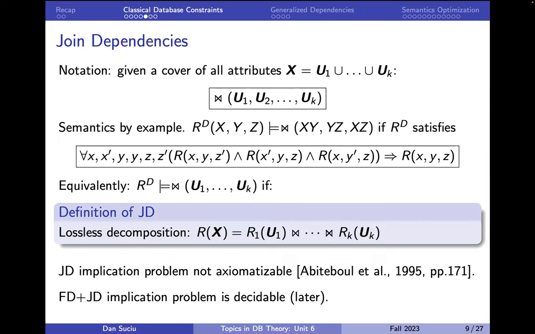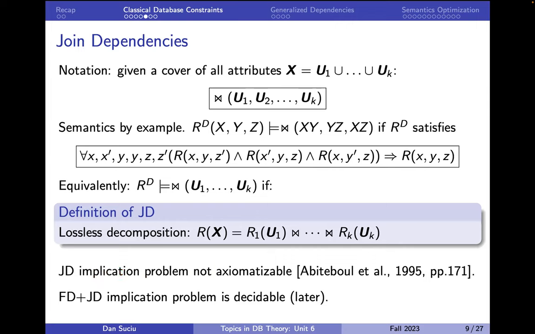Okay, here is what the textbook says, and some of the material I prepared based on the textbook by Abiteboul, Hull, and Vianu. The implication problem for just join dependencies is not axiomatizable. They state it without proof. I'll take it at face value, so apparently it's not axiomatizable. But however, it's decidable. So actually, not apparently, we should be able to even prove this later. So the implication problem for functional dependencies and join dependencies is decidable. To be honest, I have some philosophical doubts about the first claim.